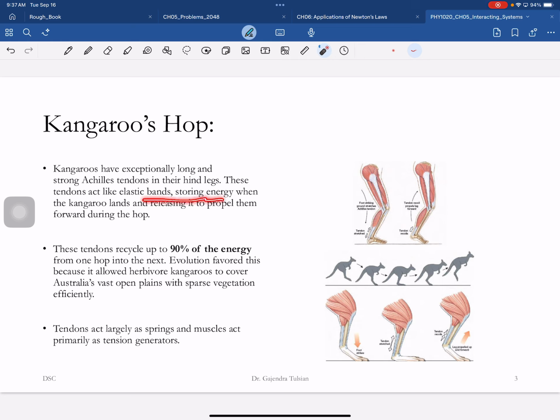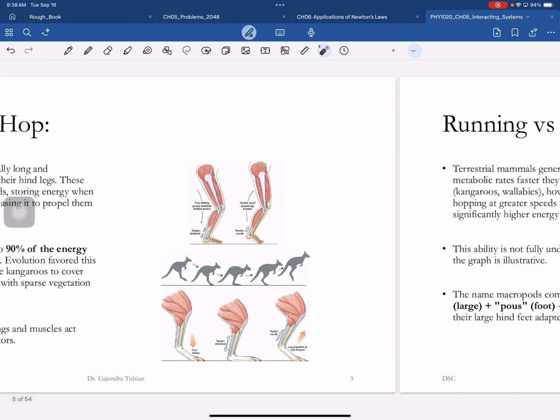The tendons store energy. These tendons act like elastic bands, storing energy when the kangaroo lands and releasing it to propel them forward during hops. So you're getting back 90% of the energy that is stored there. Tendons act largely as springs. Your tendons act like springs as well, and muscles act primarily as tension generators. So when the kangaroo is landing, the muscle is contracting and stretching the tendons, and you're storing energy, which is released back in the next hop.